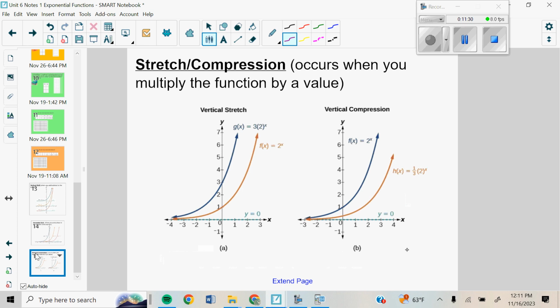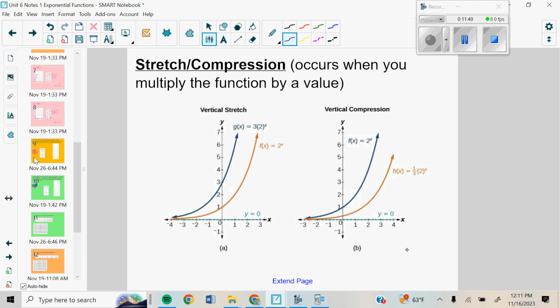And then stretching, that's when we multiply our function. So it becomes taller or it becomes squatter when we multiply it. And that's all going to affect our y-intercept. Just a little side note.